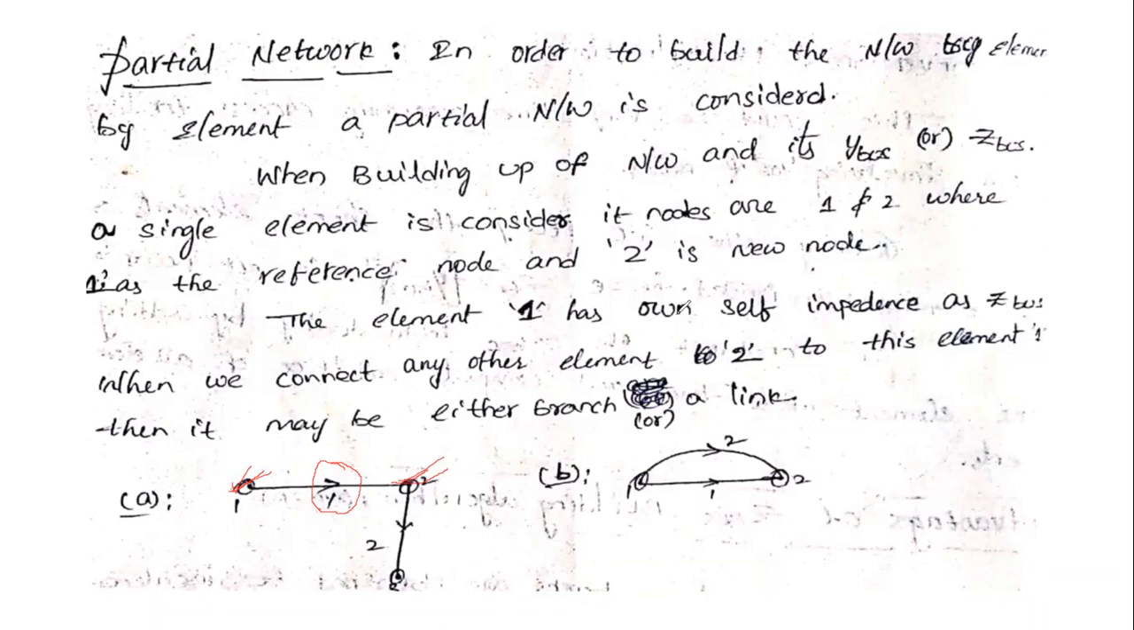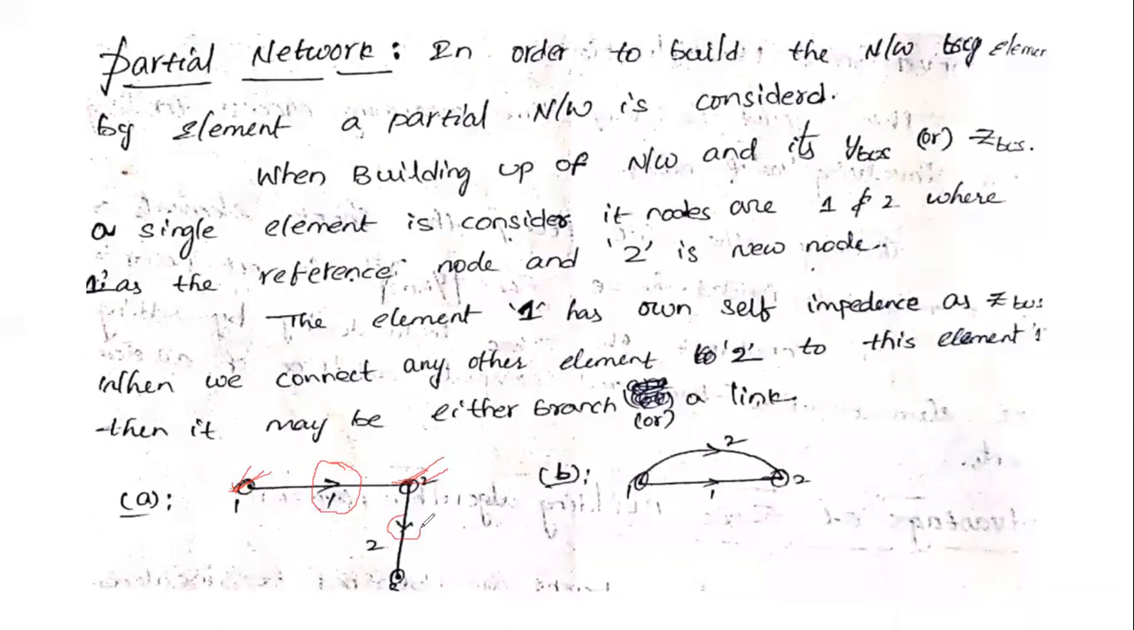Next, element 1 has its own self impedance, Z bus. When we connect another element, that is element 2, to element 1, it may be either a branch or a link.